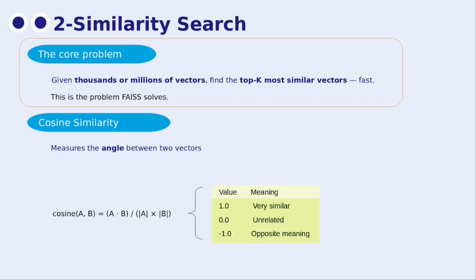The core problem. Let's define the real problem. You have thousands or millions of vectors. A user asks a question. You must find the top k most similar vectors, and you must do it very fast. This is not a database problem. This is not an LLM problem. This is a mathematical search problem.